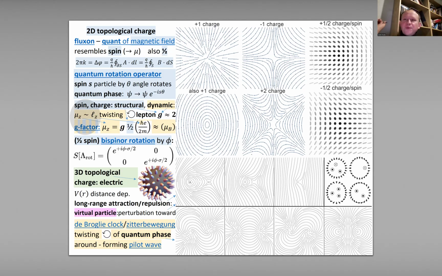So people think there is some magic about spin 1/2, but no magic is needed. And this is in agreement with the quantum rotation operator: rotating spin-s particles by angle theta, the quantum phase rotates by s times theta. So this is exactly in agreement with this spin. So we should think about this two-dimensional cross-section topological charge as spin, and this three-dimensional one, for Coulomb interaction, as quantized electric charge.